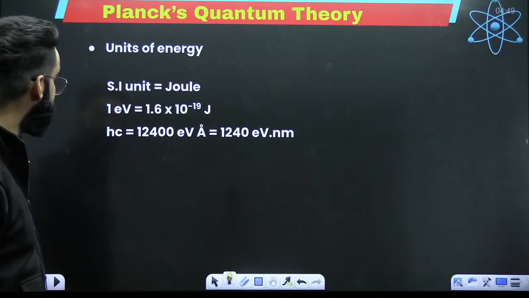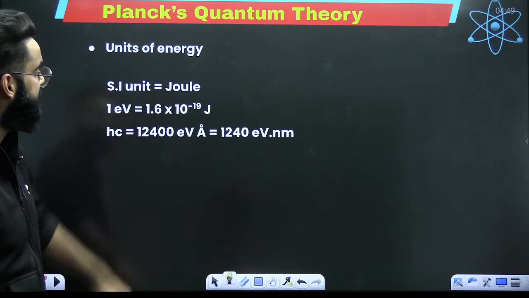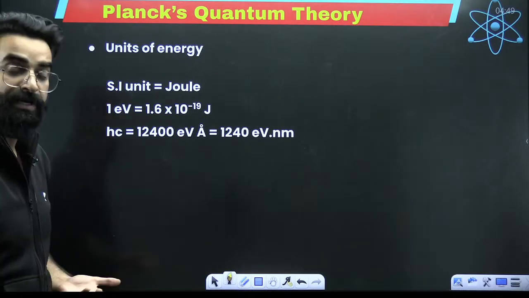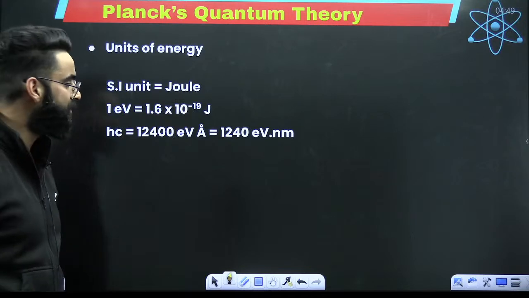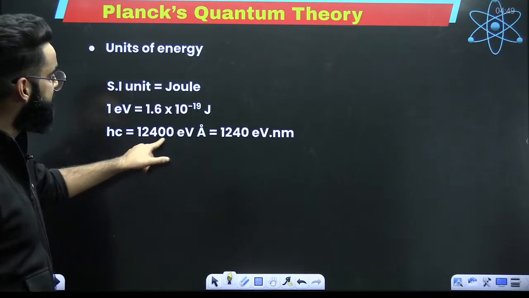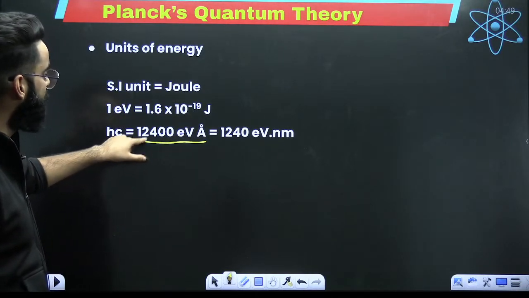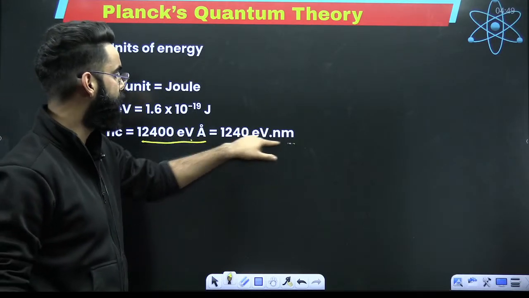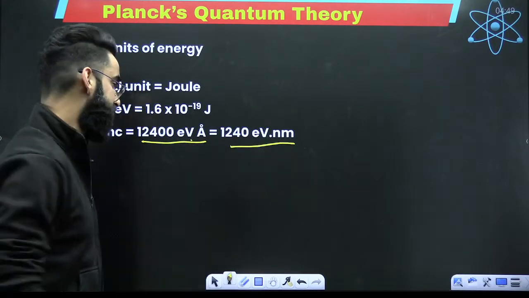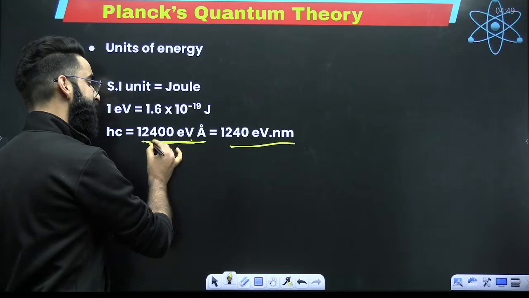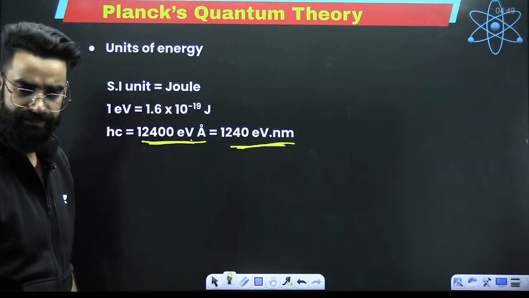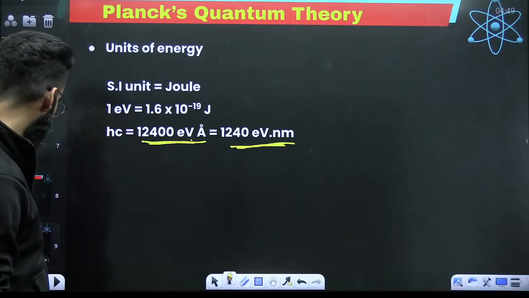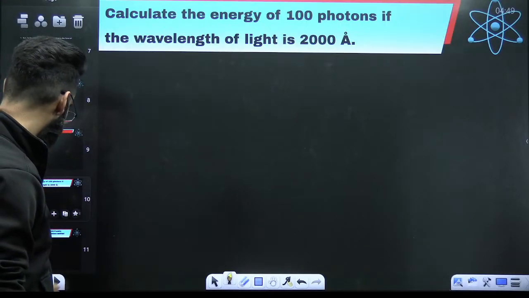All these things are discussed. SI unit of energy is joule. One more unit which we shall be frequently using is electron volt. 1 electron volt is equal to this much. The value of hc you'll be taking as 12400 electron volt angstroms or 1240 electron volt nanometer. The first value you'll only take when lambda is taken in angstroms. The second value you'll only take when lambda is taken in nanometers. Perfect. So all these things I believe are clear to you.